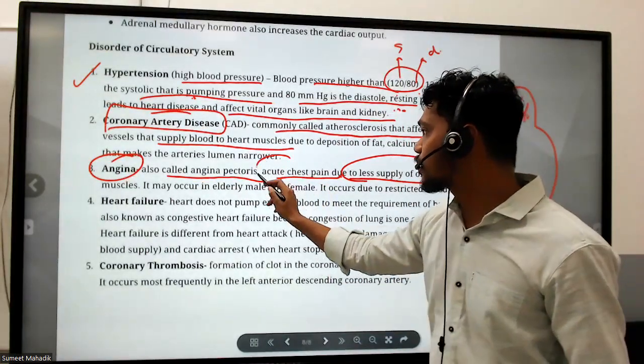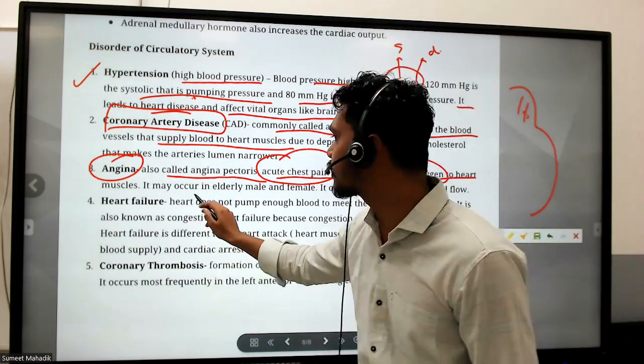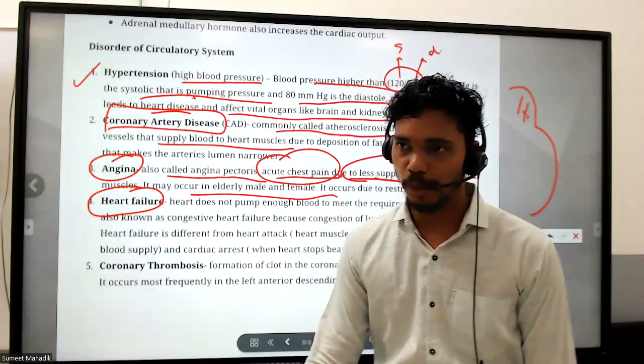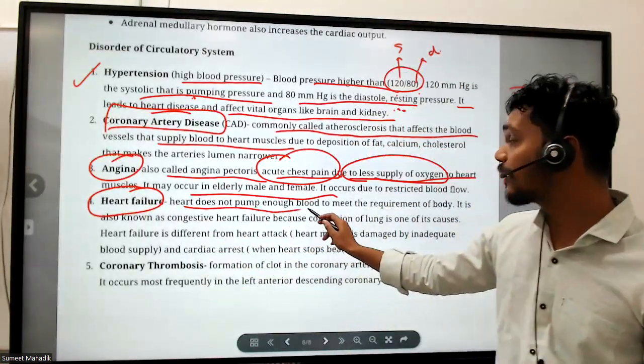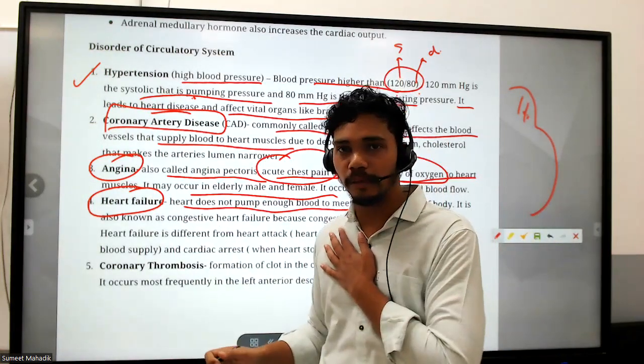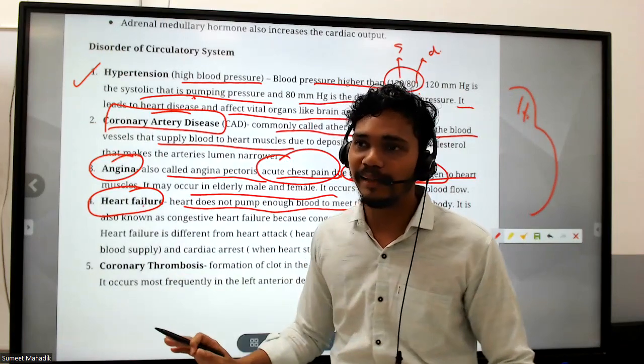So angina pectoris is what gives the acute chest pain, due to less supply of oxygen to the heart muscle. It occurs in elderly males and females. Okay. Now heart failure, a major issue will be there. The heart does not pump enough blood to meet the requirement. In angina pectoris you have pain, and you can do your activity less. But in case of heart failure, you can't do anything, right?